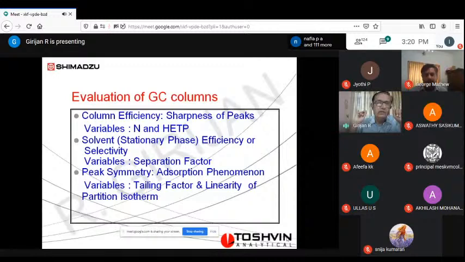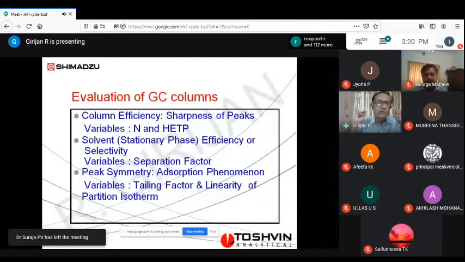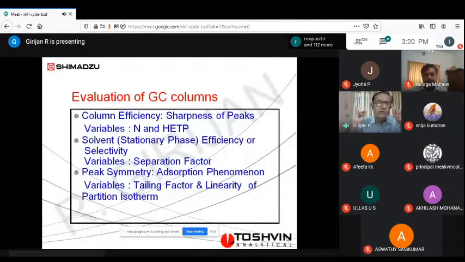Okay. And there is also another factor called peak symmetry. I don't know, somebody must have told you about the tailing peak, the tailing factor. But ideally speaking, your chromatography peak should be like an isosceles triangle. Isosceles triangle, everyone knows, every student knows what is an isosceles triangle.